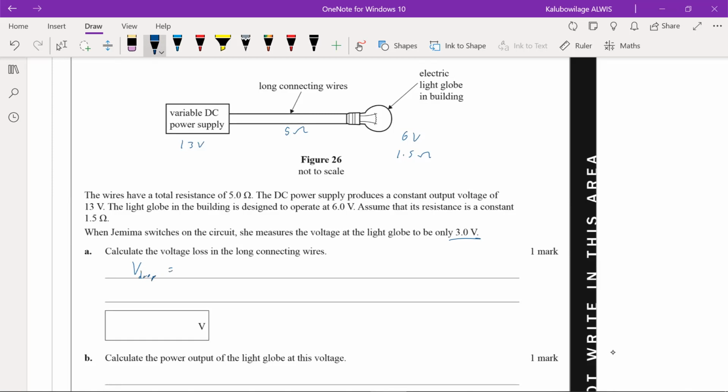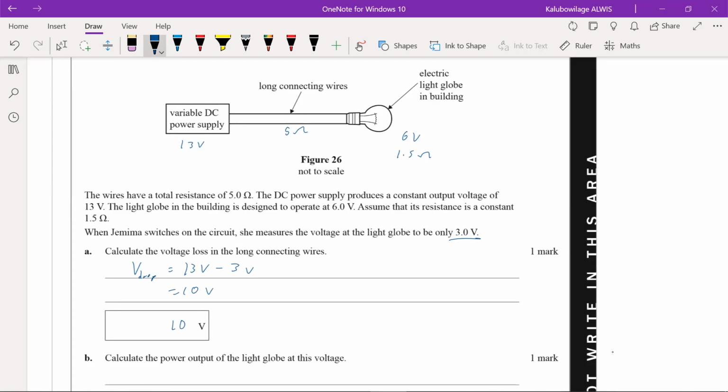The voltage drop would be the initial voltage, which is 13 watts, and you just find the difference in watts. It'll be 10 watts as the voltage drop.